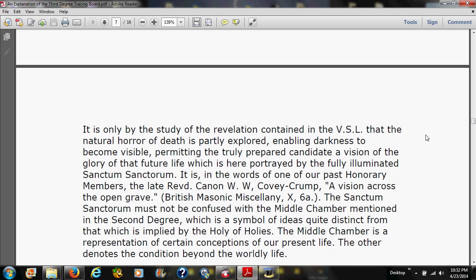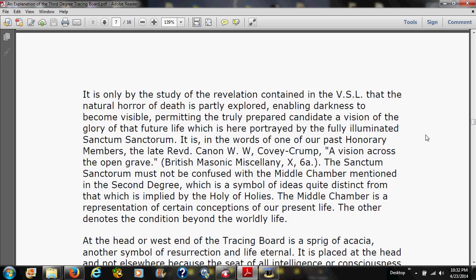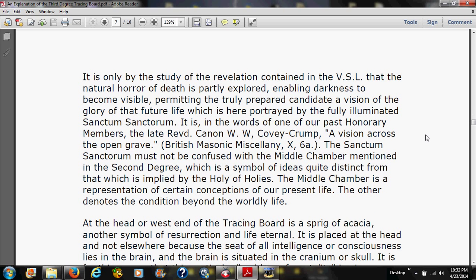It is only by the study of the revelation contained in the VSL that the natural horror of death is partly explored, enabling darkness to become visible, permitting the truly prepared candidate a vision of the glory of that future life, which is here portrayed by the fully illuminated sanctum sanctorum. And it is, in the words of one of our past honorary members, the late Reverend Canon W.W. Covey Crump, a vision across the open grave. British Masonic Miscellany, that's where that's from.